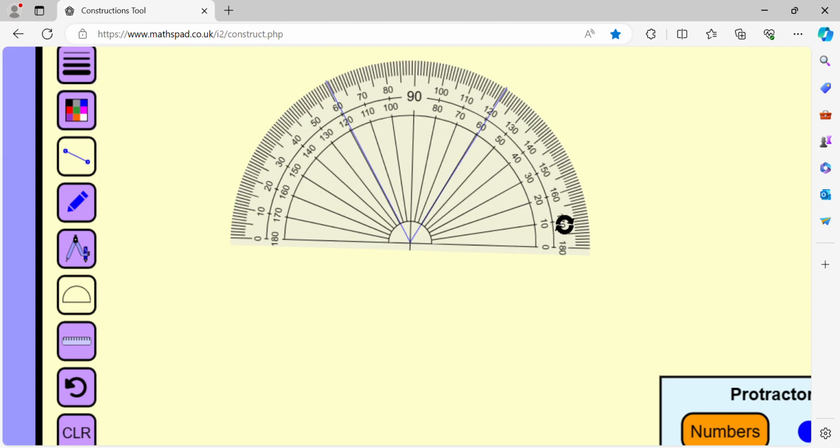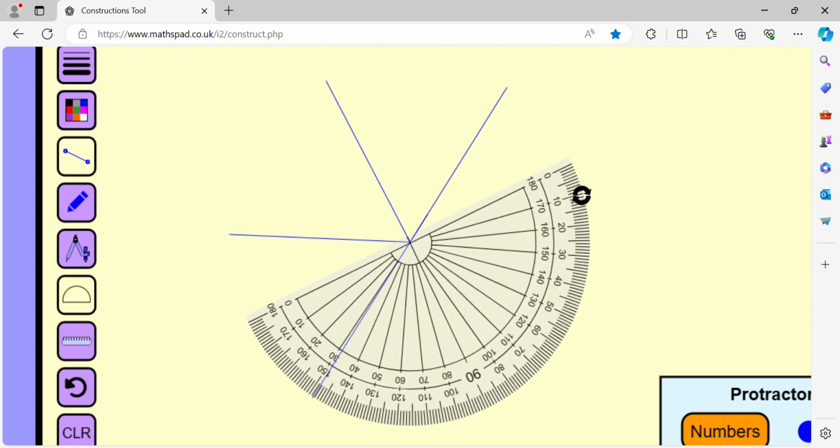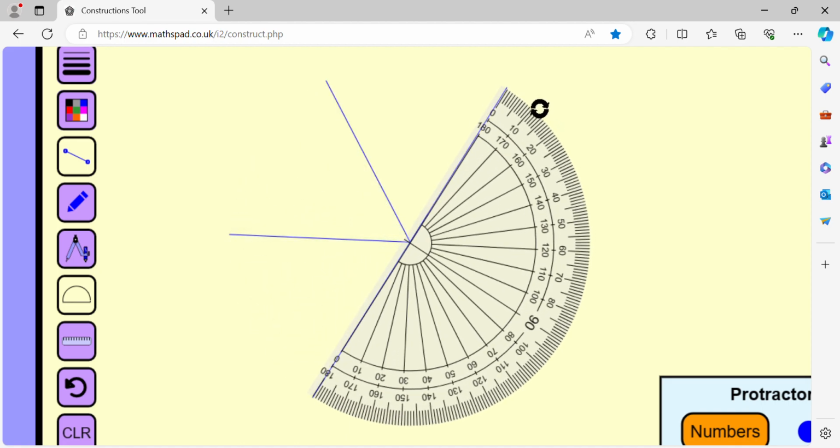Let's draw another angle that measures 60 degrees. And then another angle that measures 60 degrees. We repeat this process. So basically we draw a number of angles that measure 60 degrees each.